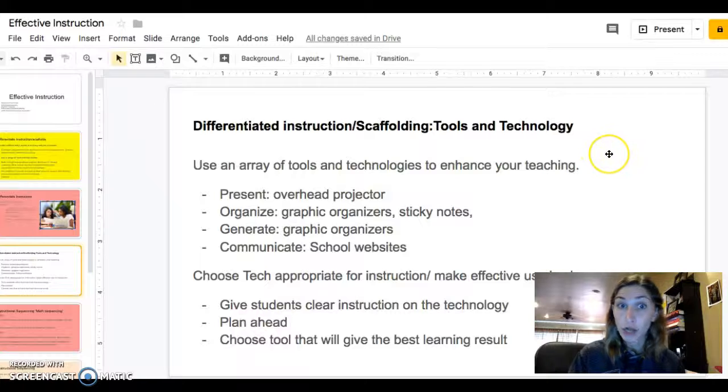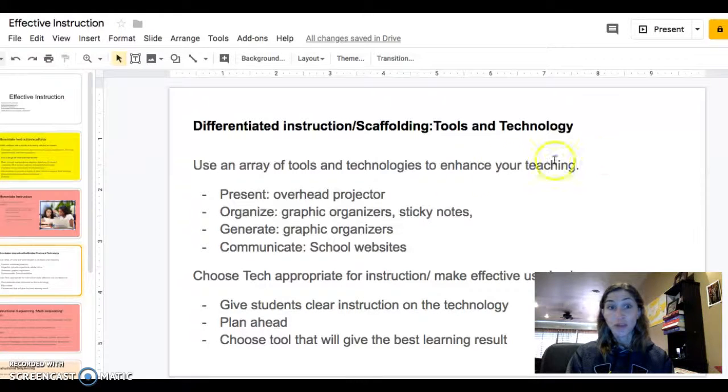So technology is a large part of scaffolding. So maybe using an overhead projector to present some notes. Graphic organizers are available online. You can generate your own graphic organizer. And even the school website is so powerful. You can put all your notes on the website. You can create Screencast-O-Matic with just lectures and representing math. And then you can choose appropriate instruction to make technology useful in the classroom.